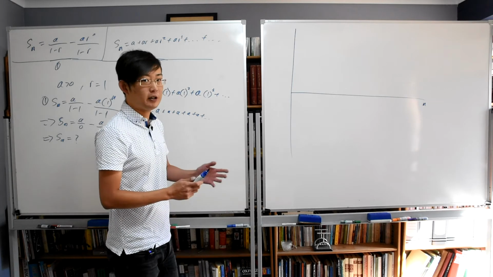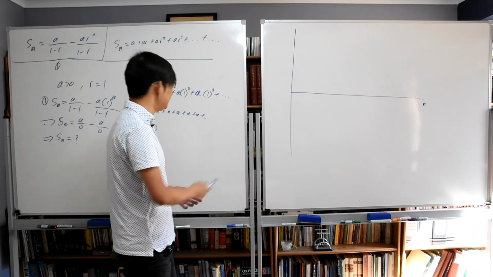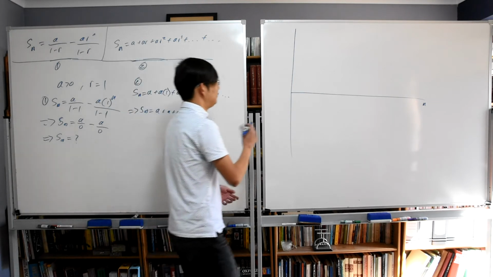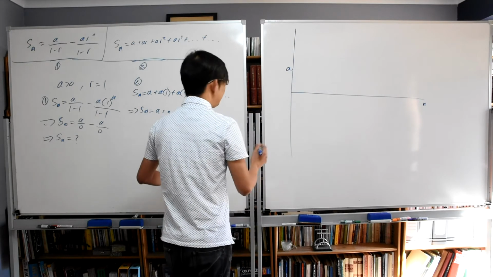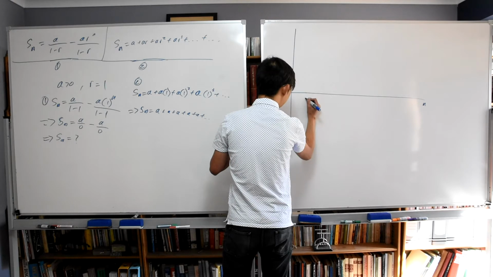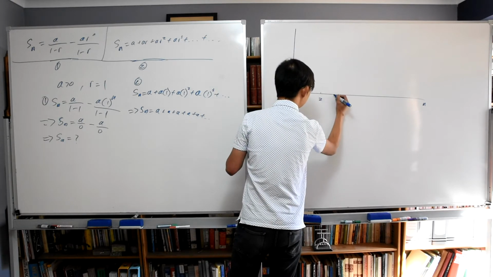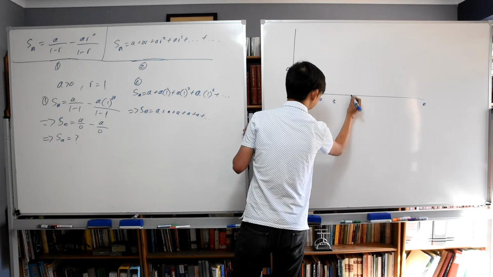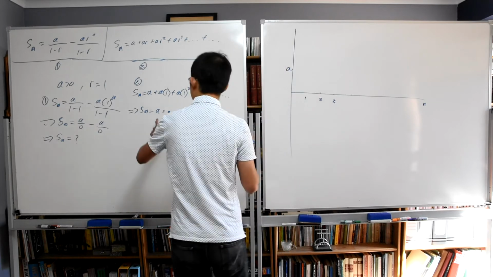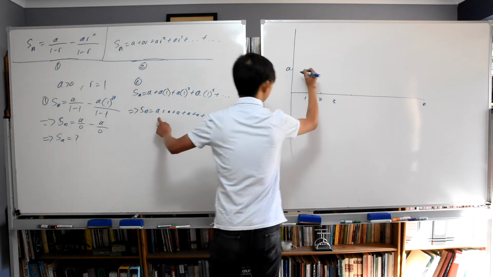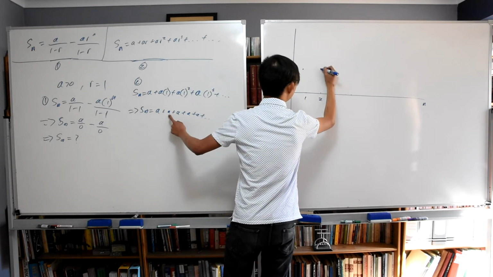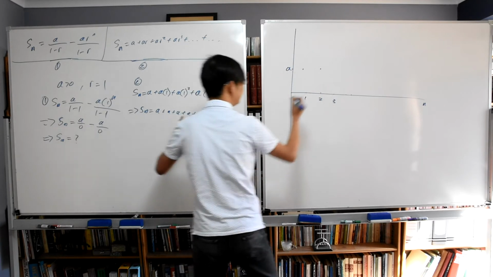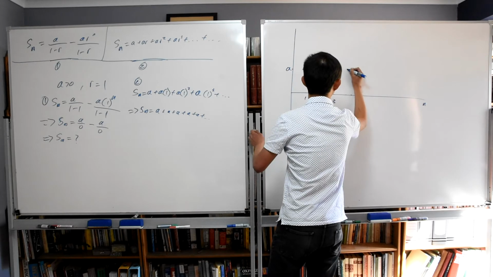I never say what positive number it is. So let's just arbitrarily say that a is like here or something. And our first term is here, our second term is here, our third term, and so on. Since our first term is a, we get it here. Our second term is also a, we get it here. Our third term is a, we get it here, and so on.